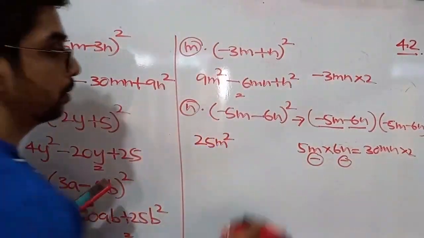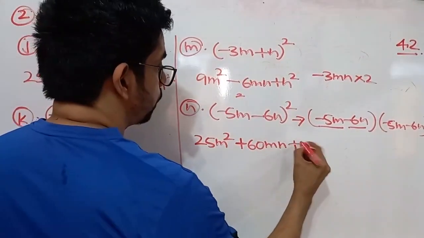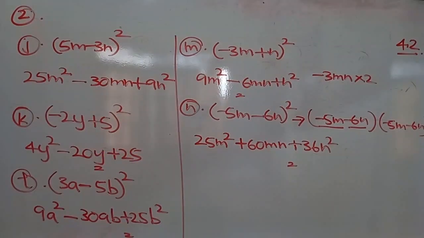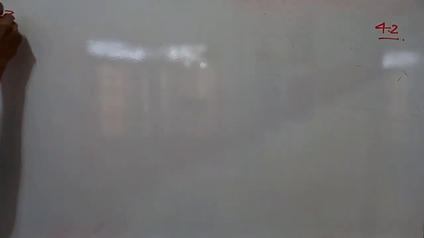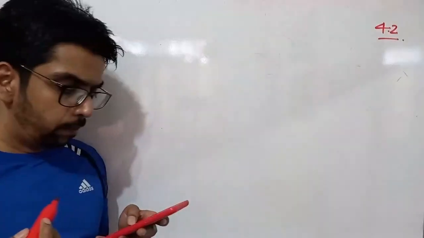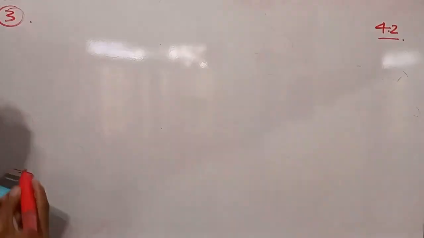Positive 60mn. Positive 60mn. Positive 36n square. Right. So that is the end of exercise 4.2. Right. Exercise 4.3, question number 3. Write down a term suitable for the blank space in each of the expressions. Right, so we have several parts.